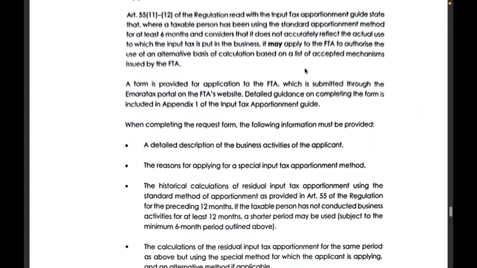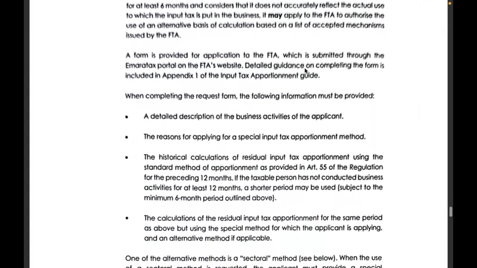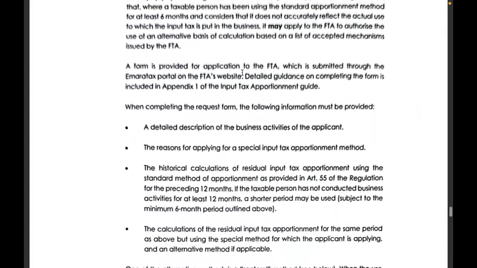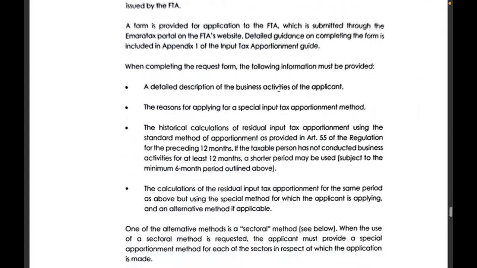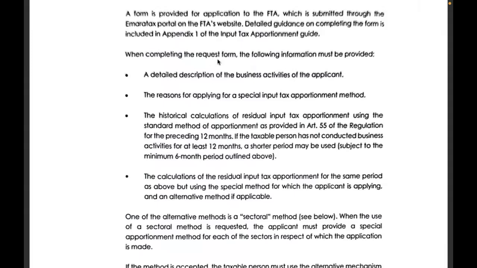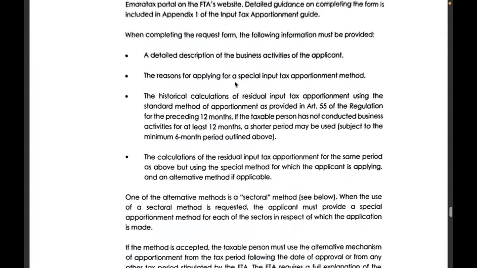The Federal Tax Authority has identified certain accepted mechanisms. A form is provided for application to the FTA, which is submitted through the Emara Tax portal. Detailed guidance on completing the form is included in Appendix 1 of the Input Tax Apportionment Guide. So there is a guide provided on the Emara portal itself, and we can see how to fill that form. When completing the request form, the following information must be provided: a detailed description of the business activities, and the reason for applying for a special input tax apportionment method.